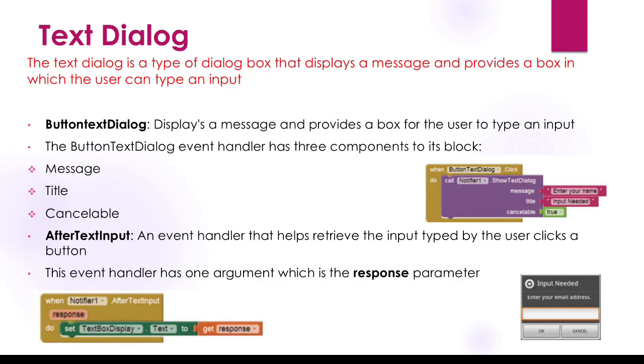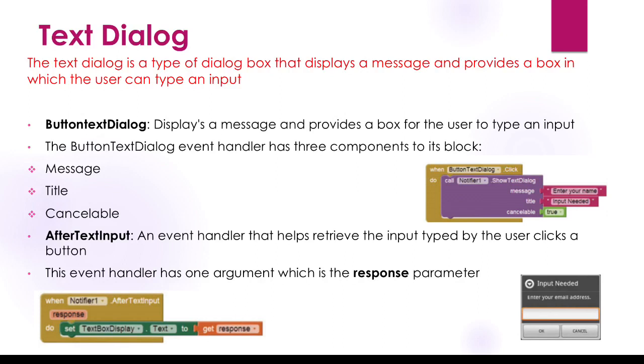The first one is the button text dialog. This event displays a message and provides a box for the user to type an input, and it is found in the Button1 drawer in the blocks editor section. And as you can see on the screen, the first image is the button text dialog. So the button text dialog has three arguments. The first one is message. This argument displays the text of the message, just like the one shown in the example.